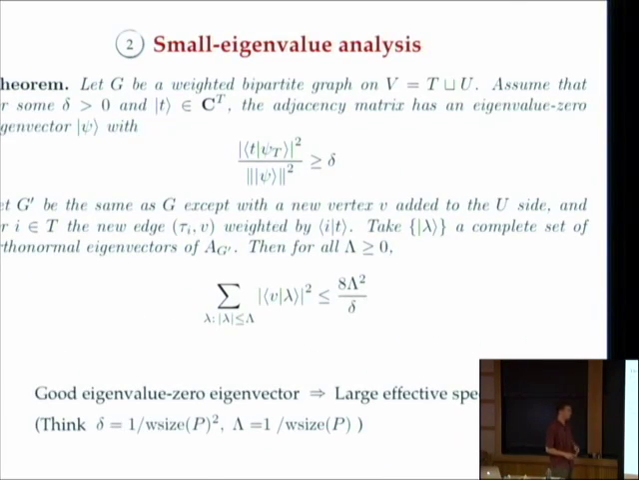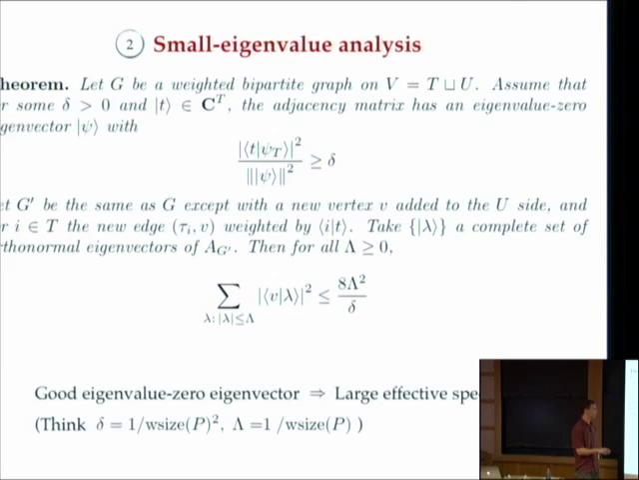I'm not going to go through that, but this is the kind of theorem that we can show, and this is what I mean by saying that there's an effective spectral gap. We started with an eigenvalue 0 eigenvector that has squared overlap at least delta after normalization, in the zero case. And what we end up with is this. Lambda is a set of eigenvectors for the perturbed matrix, and what I show is that the sum of the squares of the overlaps of those eigenvectors on the output vertex is small.